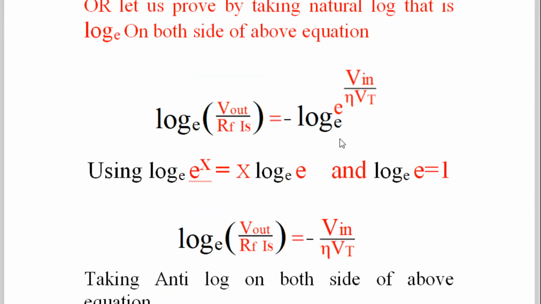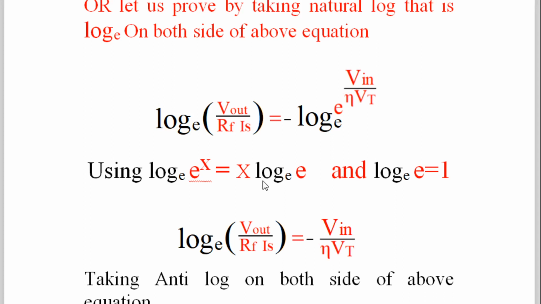And now again, same thing we are repeating, using log to the base e of e raised to x. So this x will come over here before log. And then what remains? x into log to the base e of e. And you know log to the base e of e is 1. Therefore, the equation will be simple, your x will remain here only.